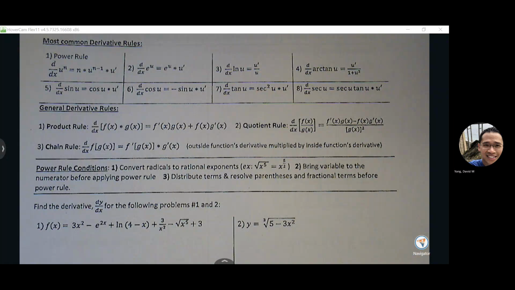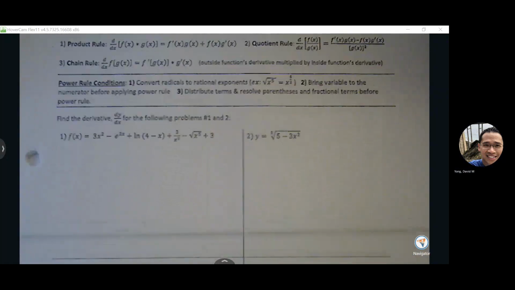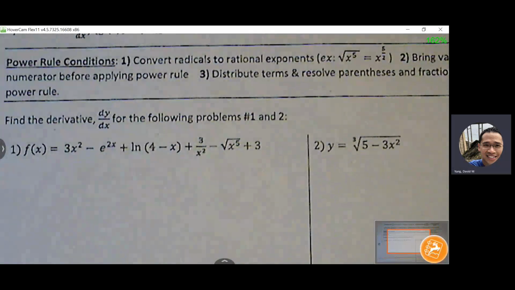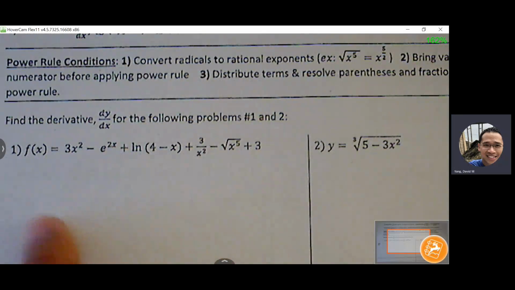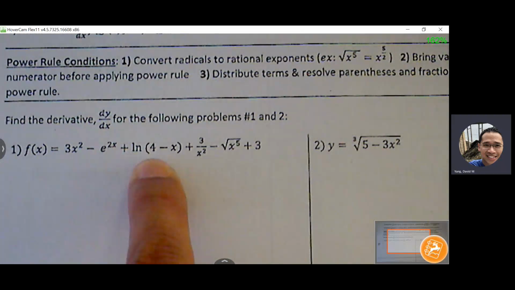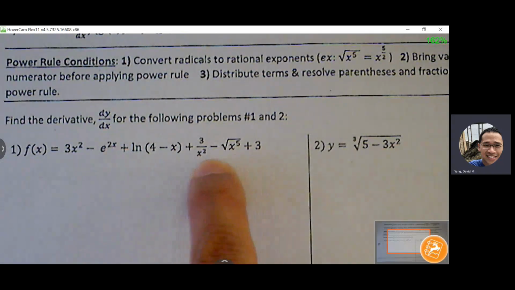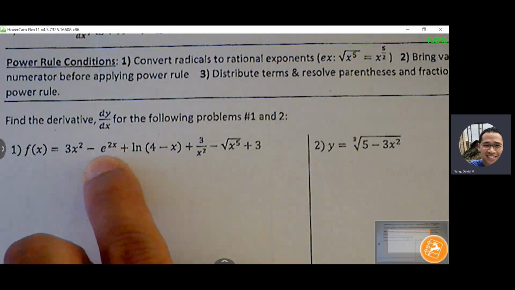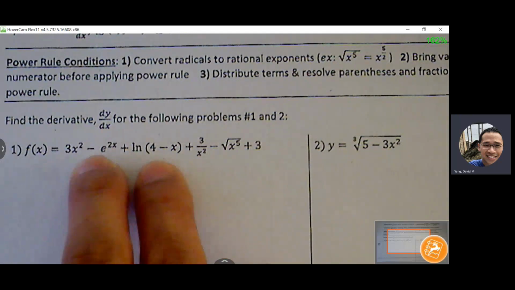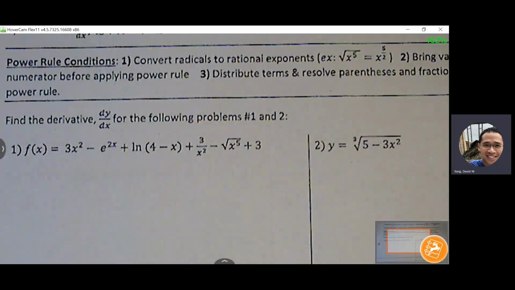Okay. So let's try number one. Here are a bunch of terms that are all nicely separated. First term is ready, second term is ready, third term is ready, but the fourth and fifth term we have to rewrite before we can apply the appropriate rules. Okay, so not all these are power rule. You see the e to the 2x and natural log. These are e to the u and natural log rules. But go ahead and rewrite all the terms first, and then you can do the derivative rules all at once.